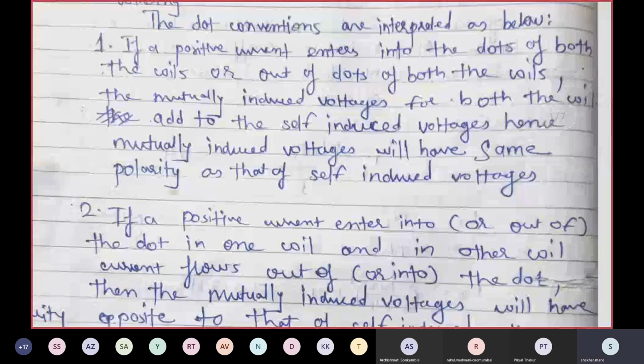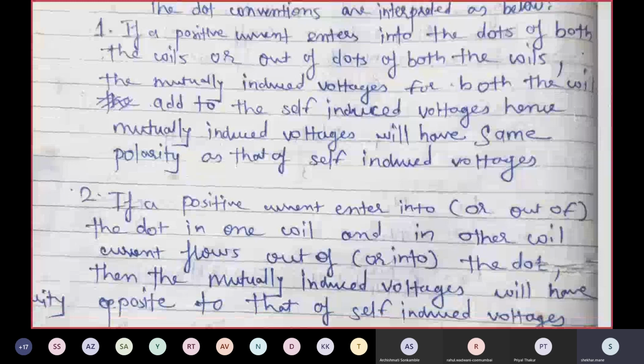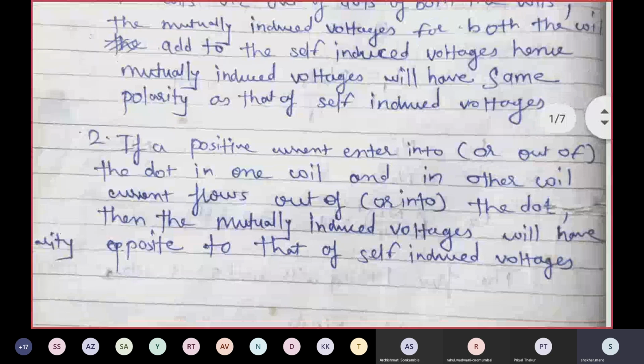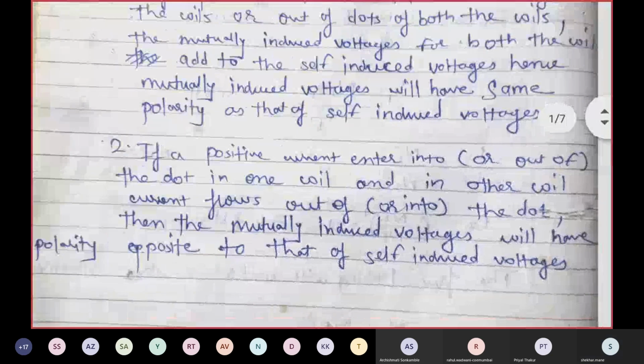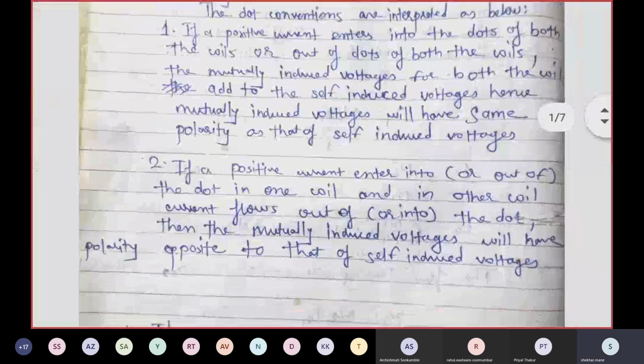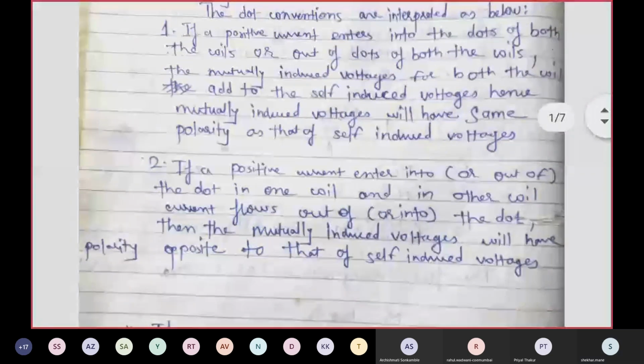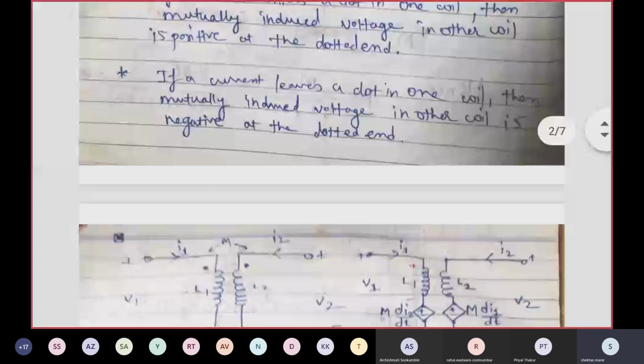Similarly, if you see second part, if current enters into the dot in one coil and in other coil current flows out of the dot, then mutually induced voltages will have the opposite polarity to that of self-induced voltages. Now see here, can you see this diagram?